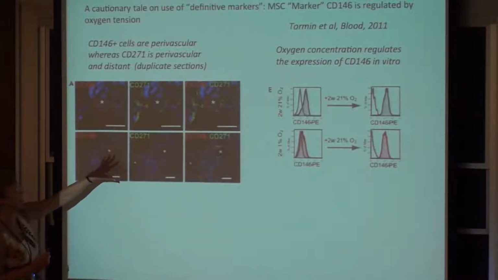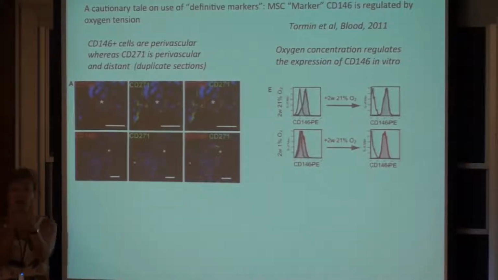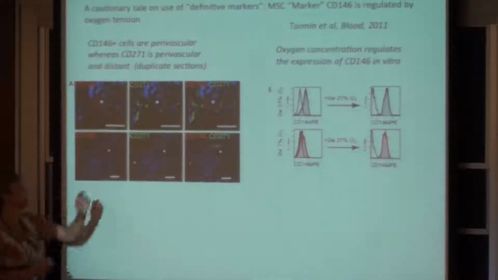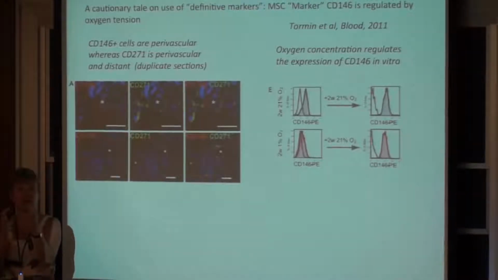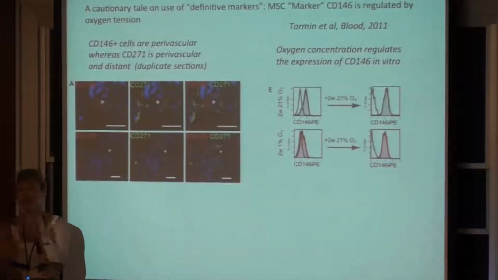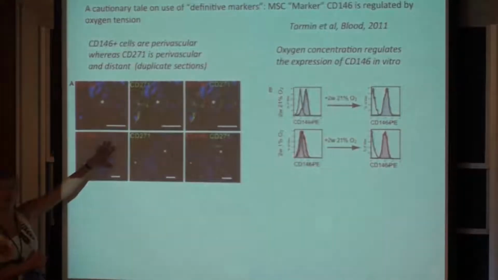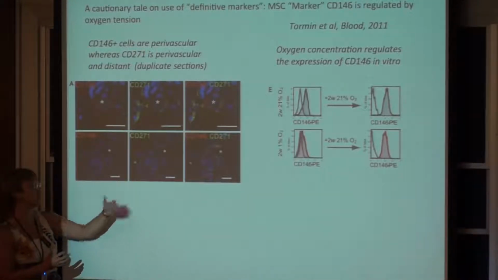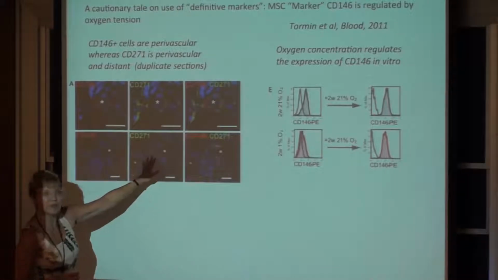What they showed, and I'm not going to go through this in gory detail, is that this marker is distributed throughout the marrow. Some of the cells that express it are close to blood vessels, and some are far away. Whereas with CD146, the cells are all close to blood vessels and perivascular. So it's sort of like looking for your keys under the lamppost, where they found that the CD146 positive cells could do all these things, and that stem cells are perivascular.